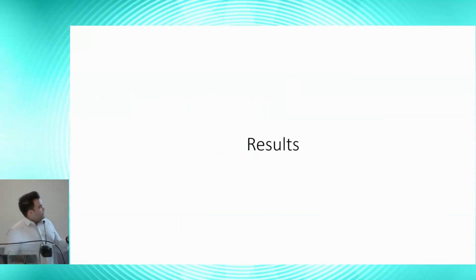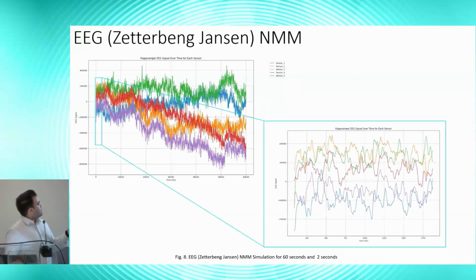And now I'll proceed to the results. So firstly, I'm presenting the brain activity simulation for a Zetterberg-Janssen neural mass model for a 1 minute simulation time running. And we can see a zoom in for 2 seconds in order to appreciate the waveform.